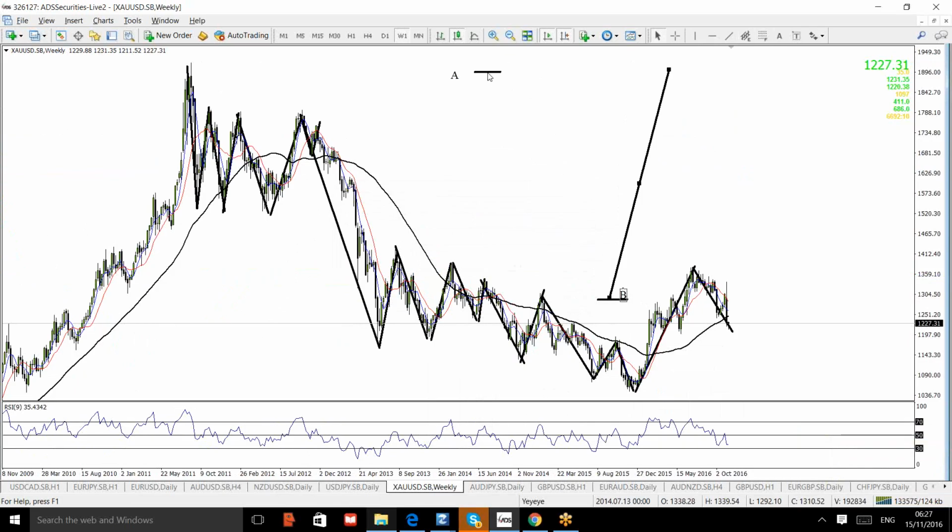Sorry guys, I have to move it like this. Everybody's clear, right guys?